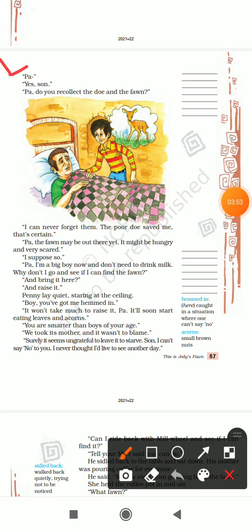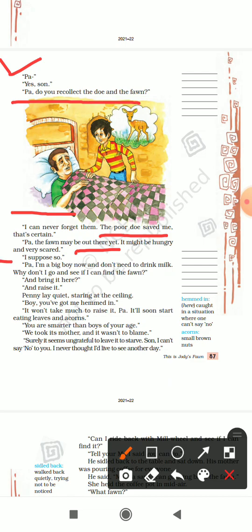Pa: "Yes, son." "Pa, do you recollect the doe and the fawn?" "I can never forget them. The poor doe saved me, that's certain." "Pa, the fawn may be out there yet. It might be hungry and very scared, I suppose too. Pa, I am a big boy now and don't need to drink milk. Why don't I go and see if I can find the fawn and bring it here and raise it?" Penny lay quiet, staring at the ceiling.